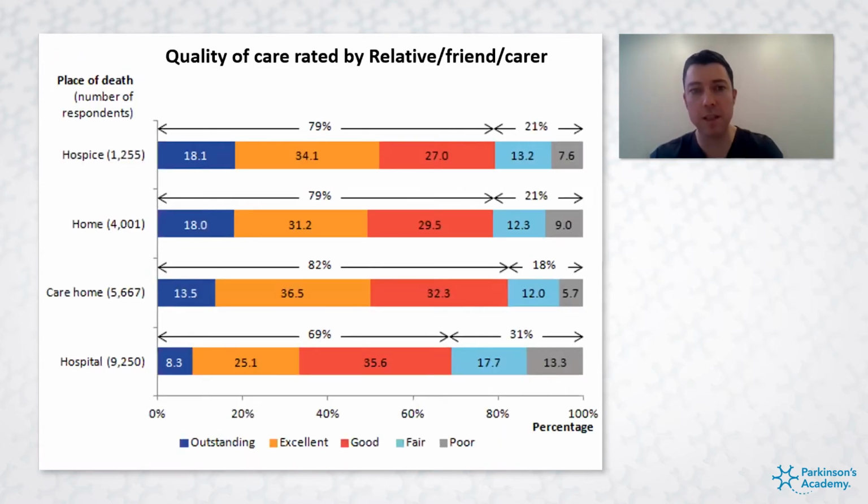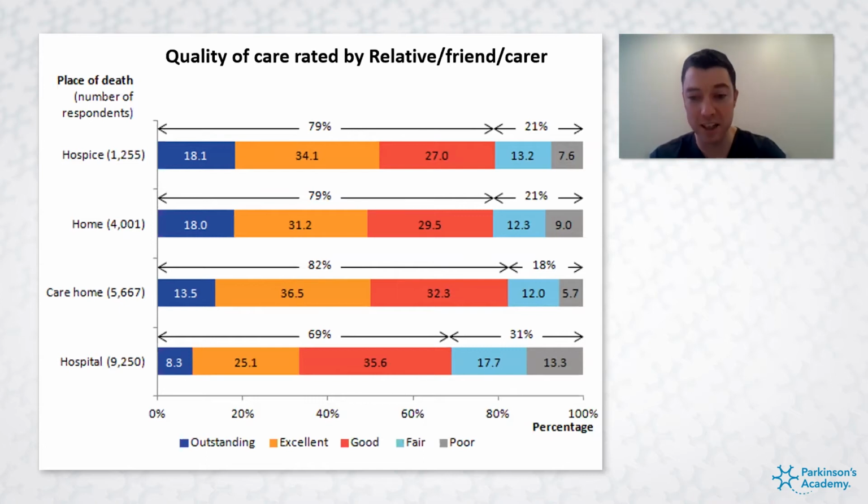In terms of that focus around place of death, does it actually make a difference? Well, this is also from the Voices Bereavement Survey, and this looks at a rating of quality of care by where people died for several thousand people. Major caveat on this is this obviously is from the relative or friend of the person that's died. So does it make a difference?